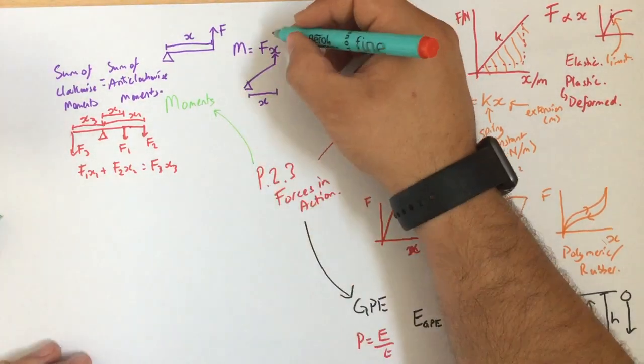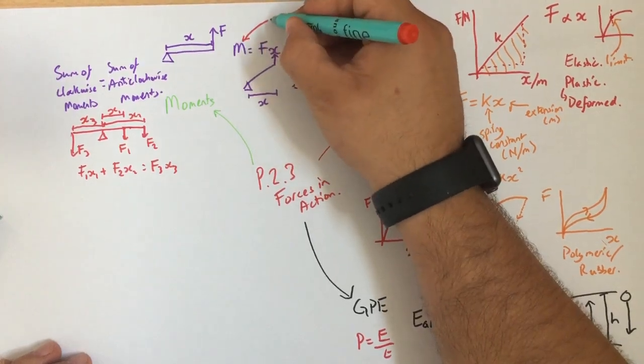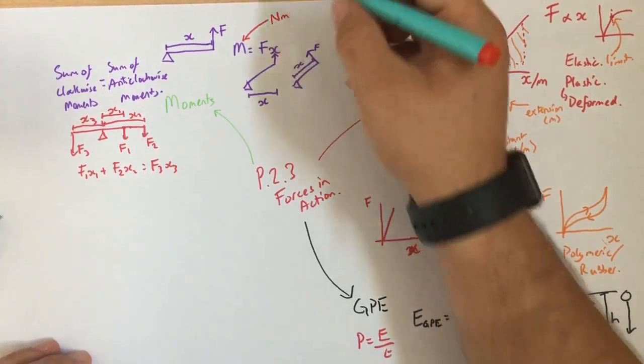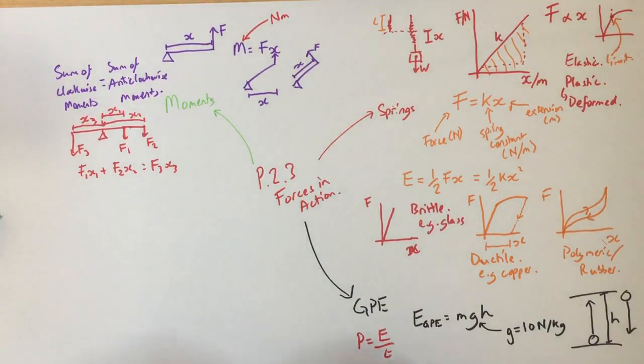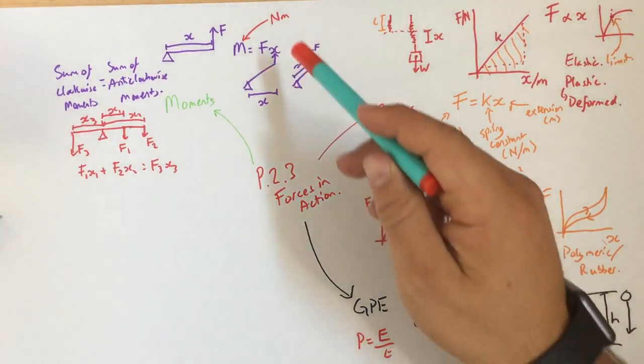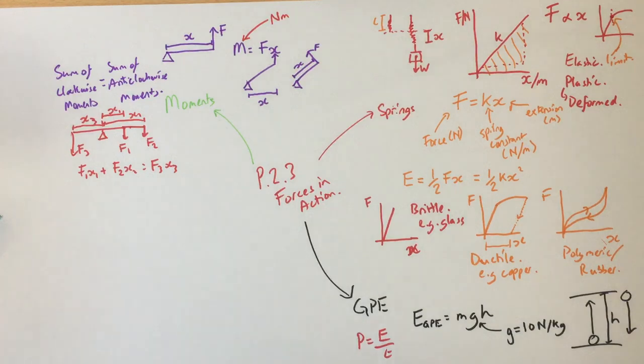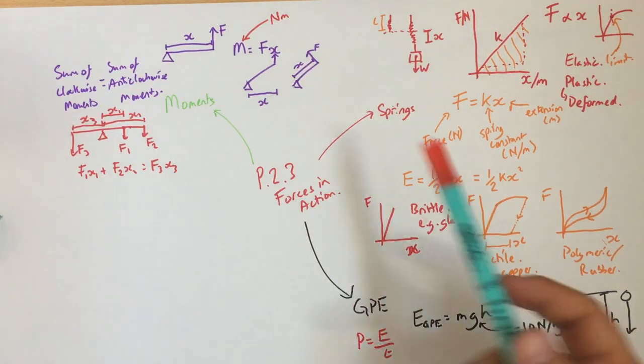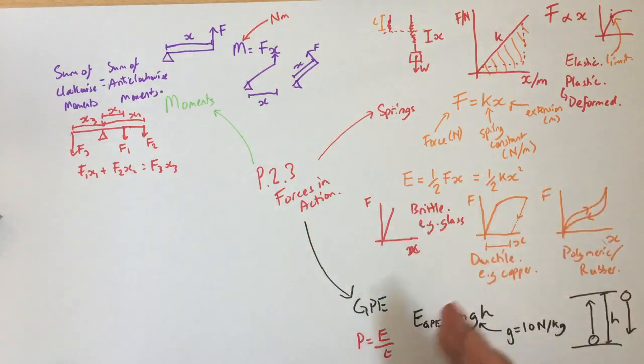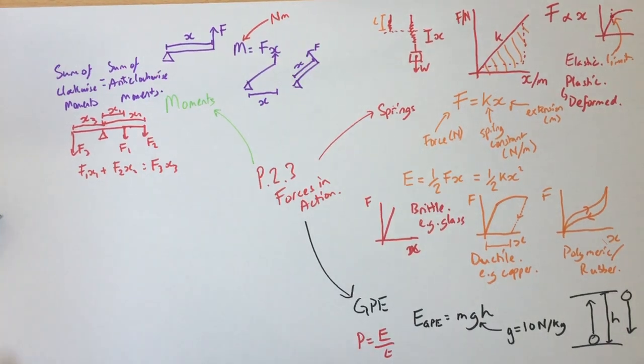The other point just about moments, just to mention, is the unit is newton meters, because obviously force is in newtons and the perpendicular distance is in meters. So that is moments. Obviously, this can be applied to any kind of situation of levers. So, for example, when you have a lever, you can apply a force on one side as an effort, and you can shift a load on the other side.